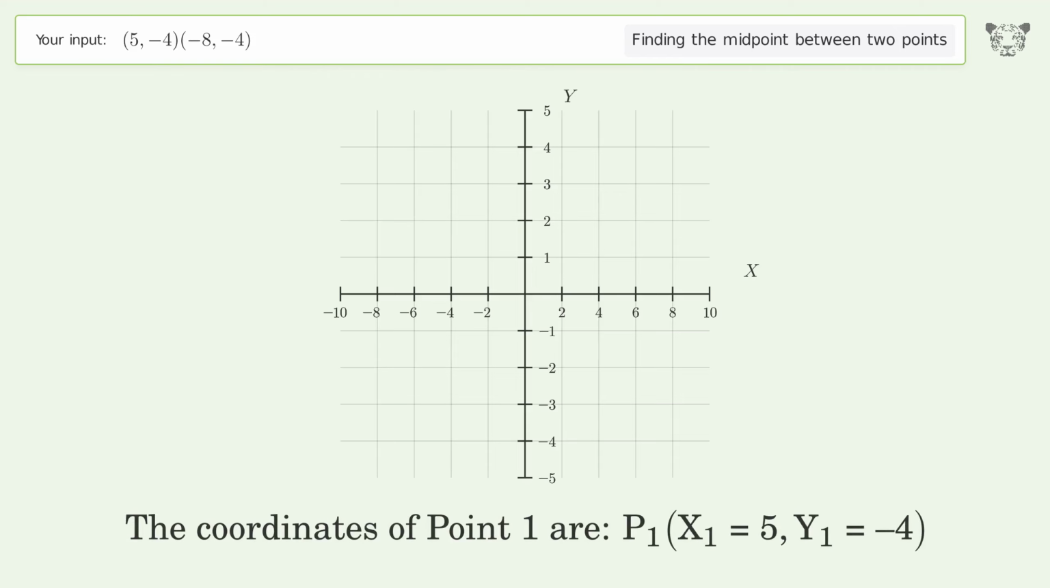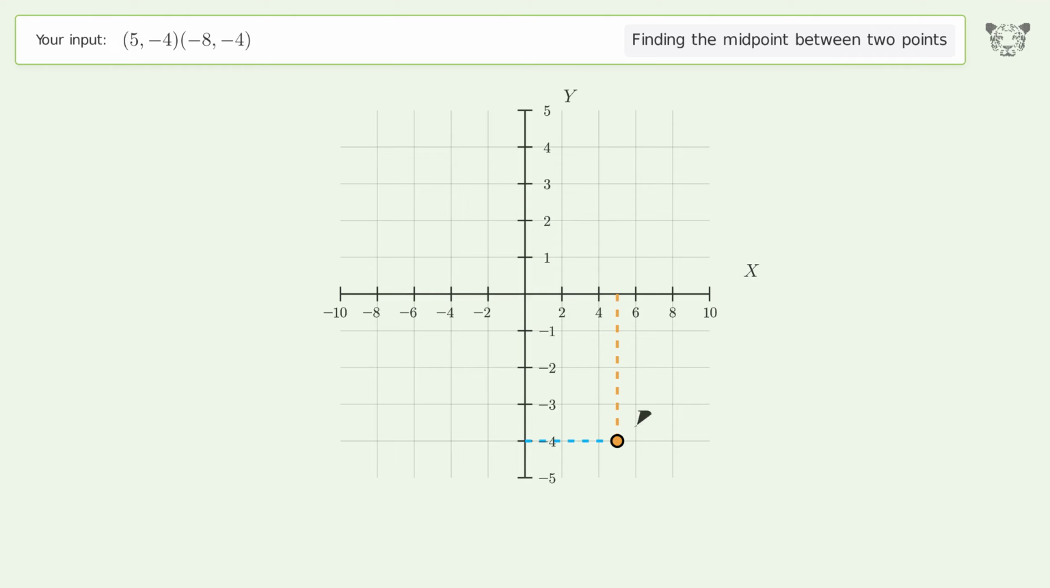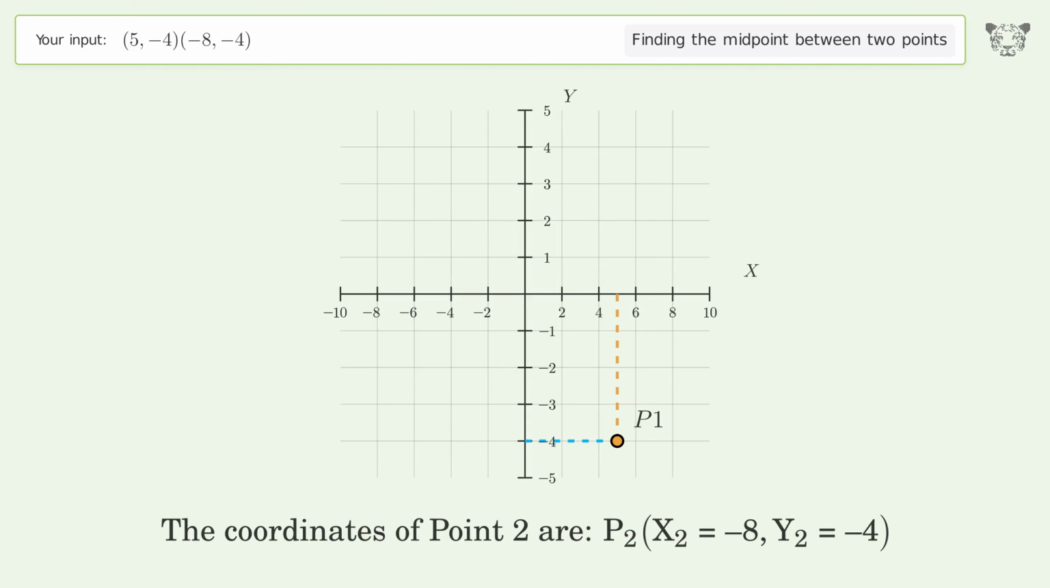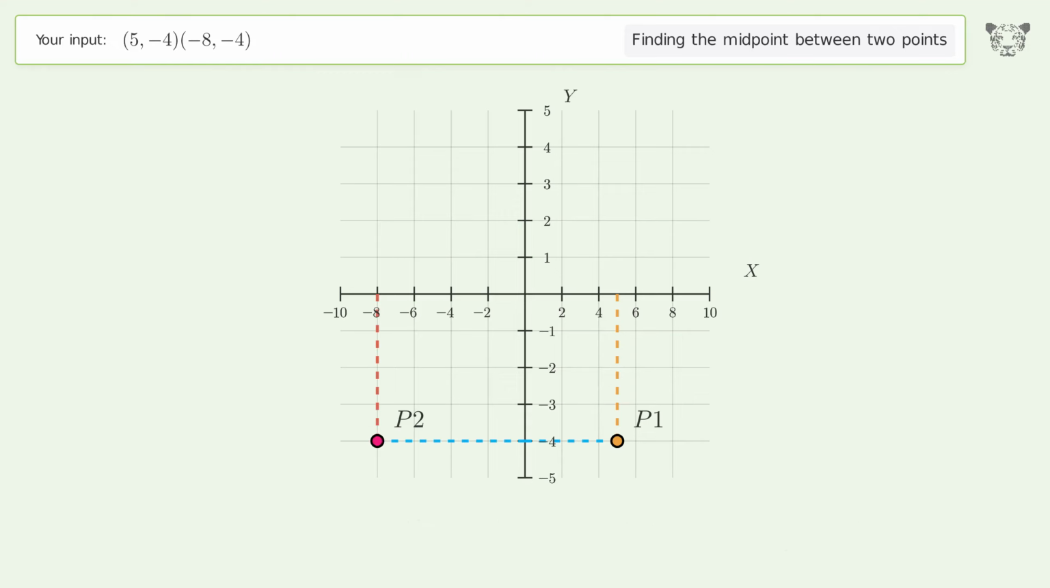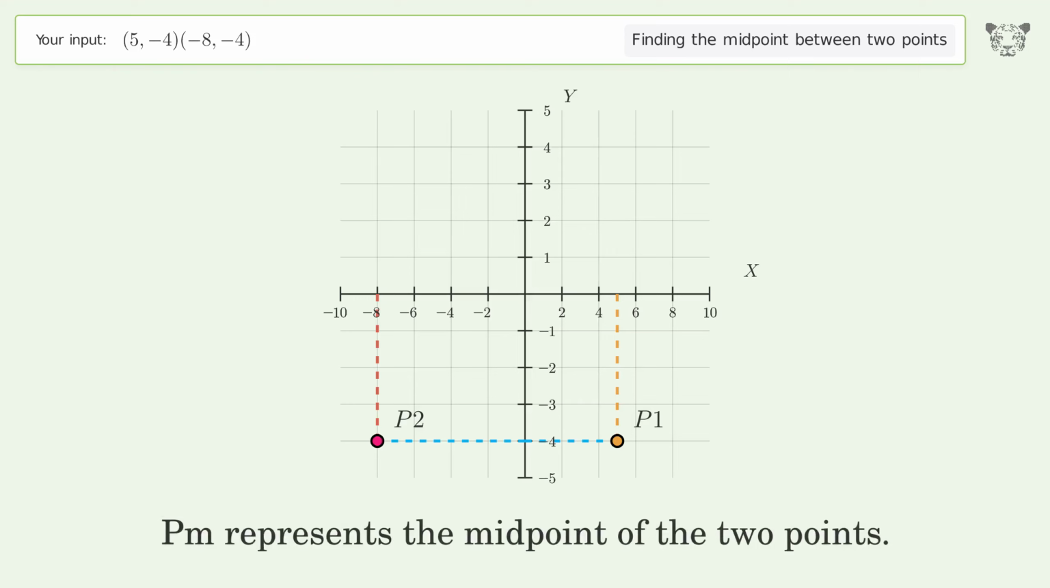The coordinates of point 1 are x1 equals 5, y1 equals -4. The coordinates of point 2 are x2 equals -8, y2 equals -4. PM represents the midpoint of the 2 points.